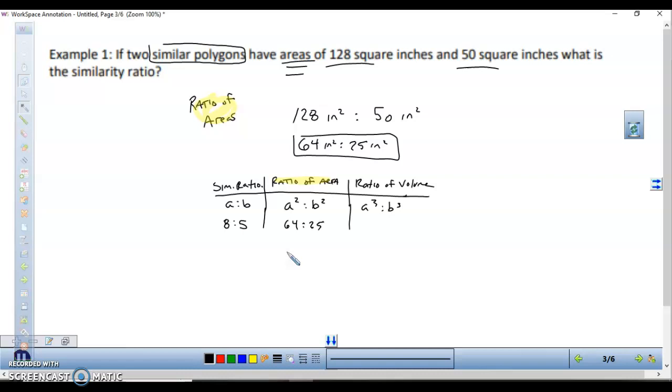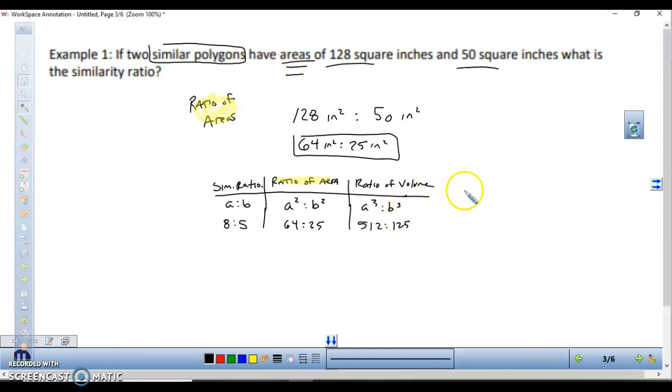Now, I know this problem doesn't ask this, but it's worth pointing out. Once you know the similarity ratio, to get the ratio of volumes, you simply cube the numbers. So if I wanted to know that, 8 to the third power is 512, and 5 to the third power is 125. So the ratio of volumes would be 512 to 125.